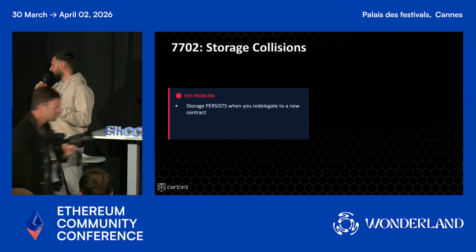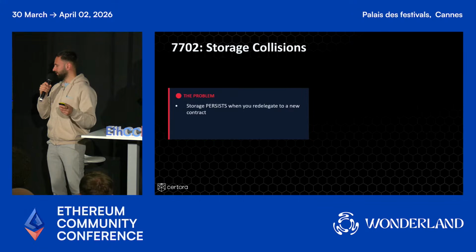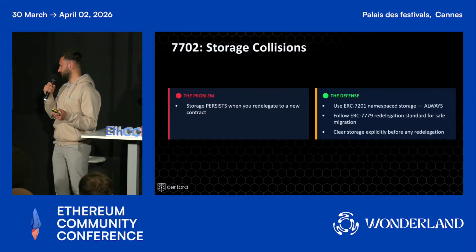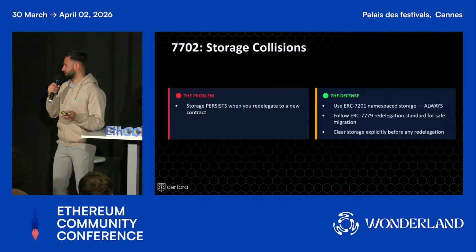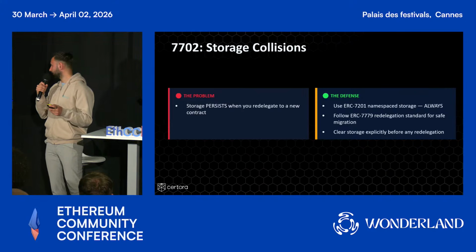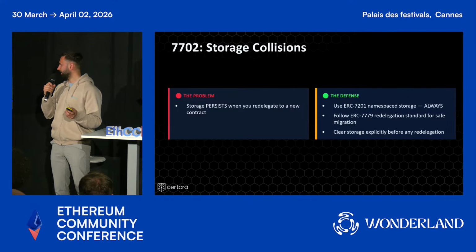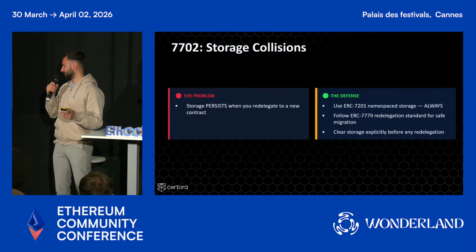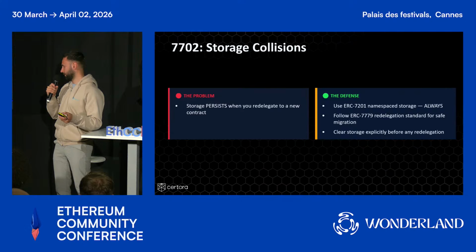Number 4, we have talked about this. Storage persists when you redelegate to a new contract. So against that, we have 3 layers of defenses. The first one is to use 7201 namespaced storage to derive the storage location in a unique way. You can follow ERC 7779, which is still a draft, I think, but it provides a redelegation standard for safe migration. And finally, it's not really handy, but you can clear the storage explicitly before any redelegation. I mean by that, you can do it by hand with Solidity or assembly code in your delegator contracts.